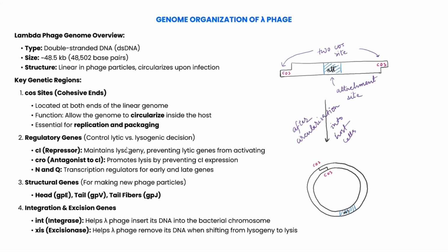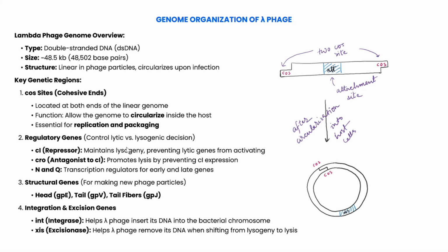Now the second one is structural genes. These genes encode the proteins required to assemble new virus particles. They include GPE or capsid protein, which forms the icosahedral head. GPV or tail protein forms the long tail tube. GPJ or tail fiber protein allows attachment to E. coli receptors.